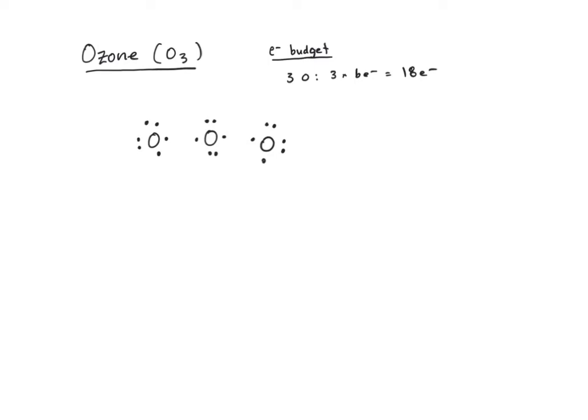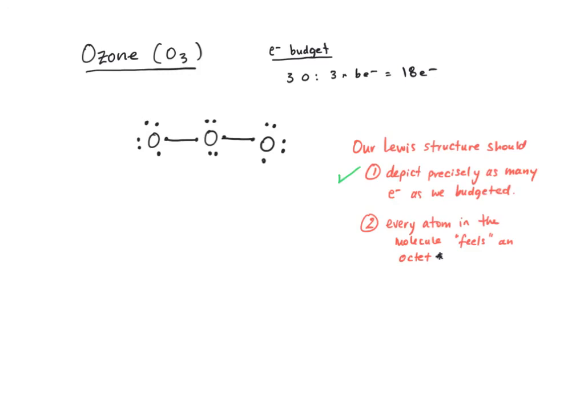From here, I'm going to start connecting dots. I can connect a dot between these 2 oxygens and these 2 over on the right. And I could count up the total number of electrons here. We've got 2, 4, 6, 8, 10, 12, 14, 16, 17, 18. So we've satisfied our electron budget. But once again, our oxygens, at least on the peripheral sides, don't feel an octet. 1, 2, 3, 4, 5, 6, 7 for the oxygen on the left and the oxygen on the right.